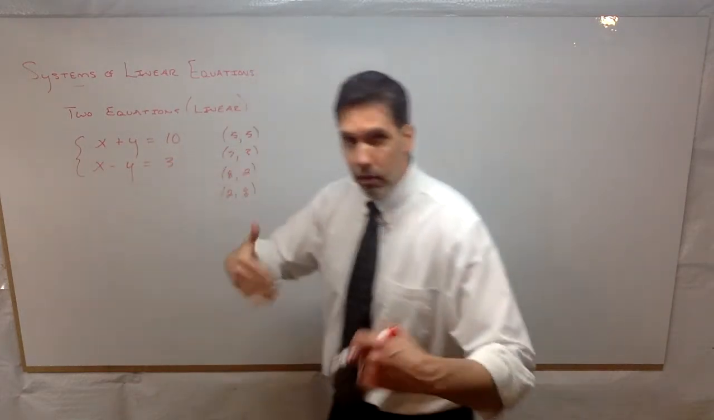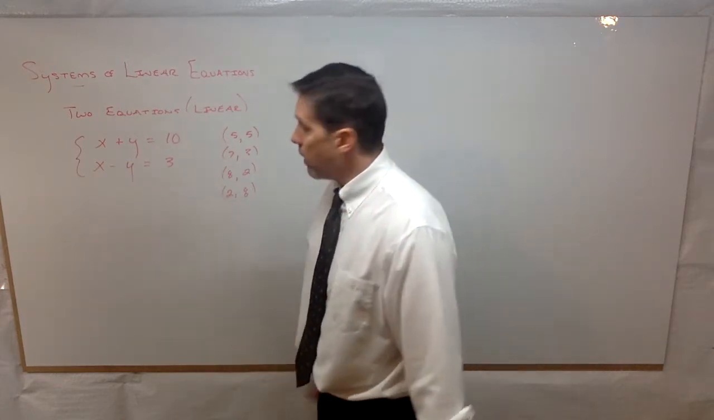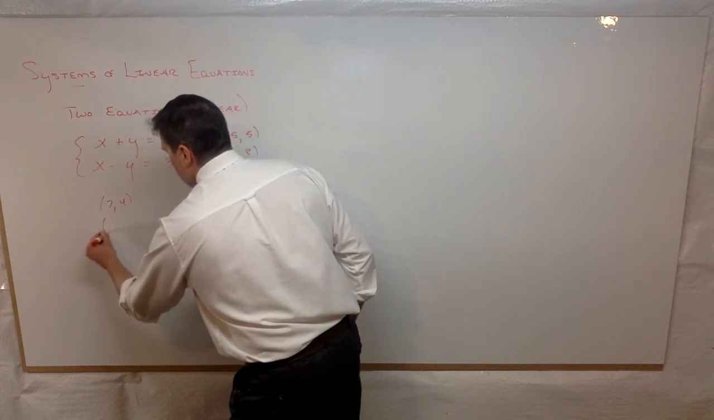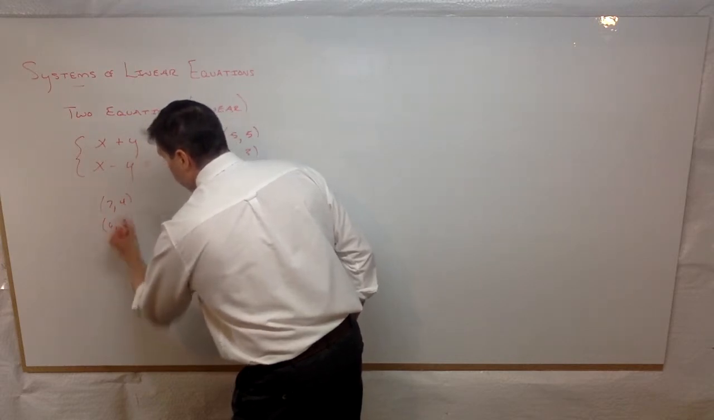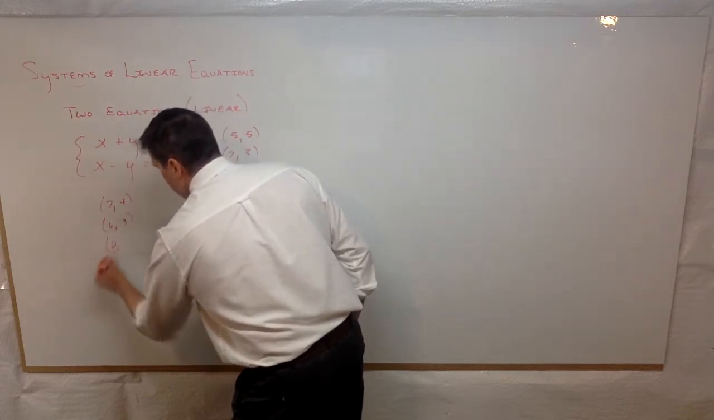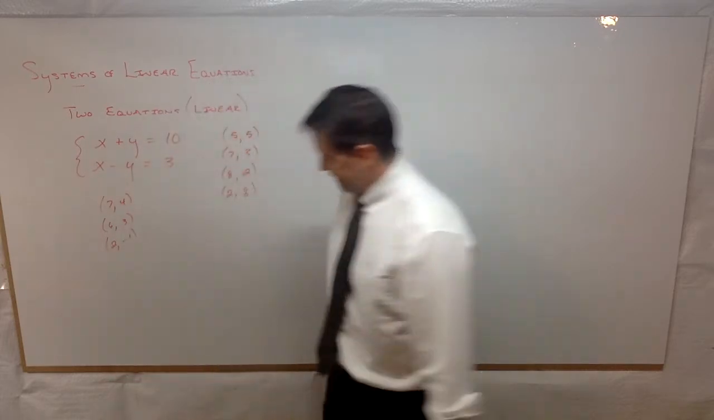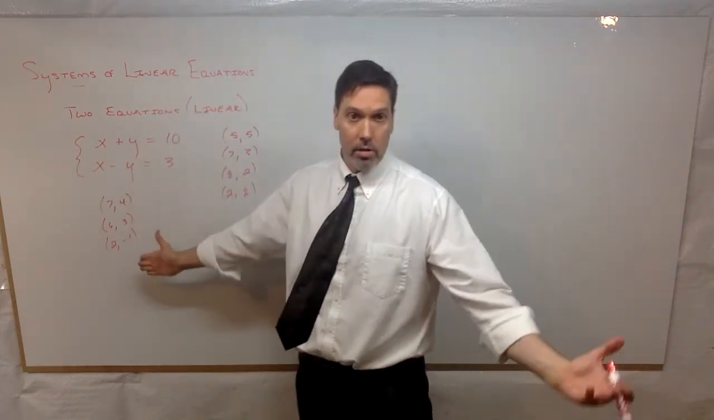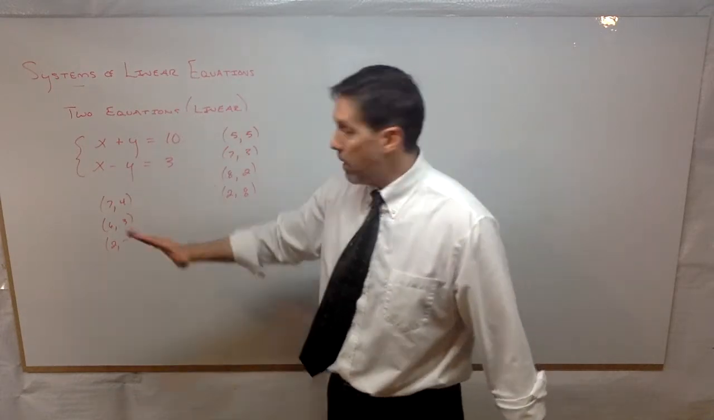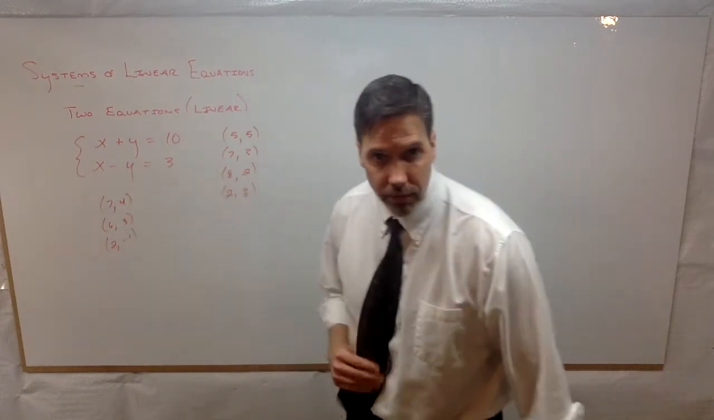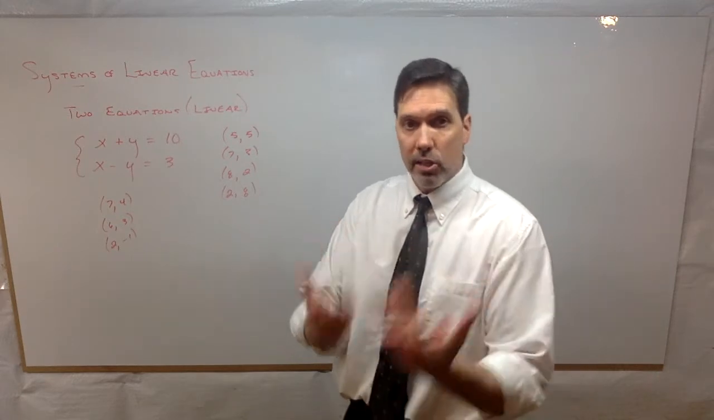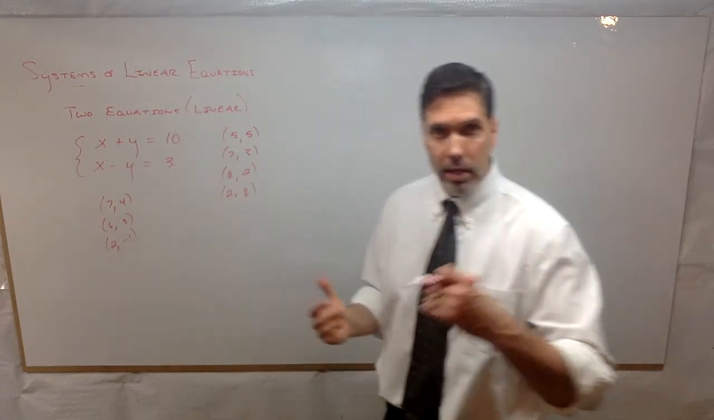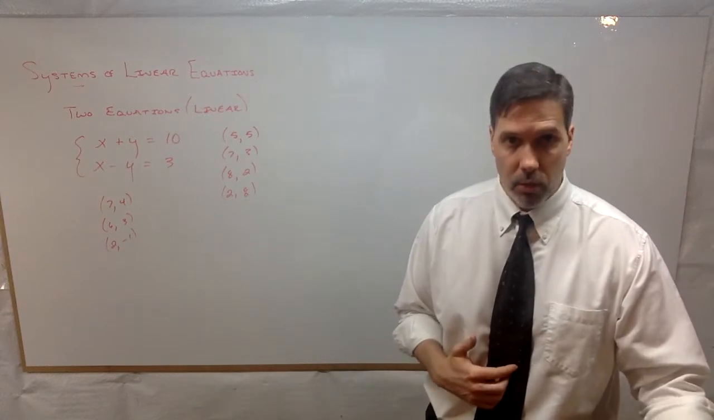Just as I could think of infinitely many that could satisfy this other equation. For example, 7 comma 4, 6 comma 3, 2 comma negative 1. 2 minus a negative 1 is 3. These are just some examples, off the top of my head, of two numbers that have a difference of 3. Well, when we talk about a system, we're looking for the ordered pair that satisfies both of these equations.